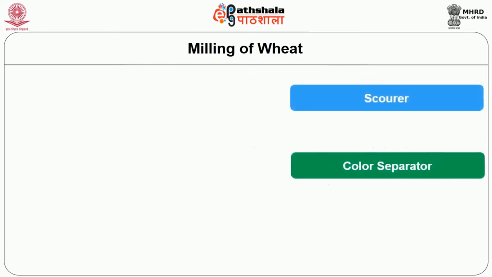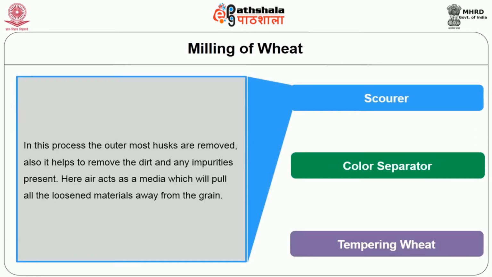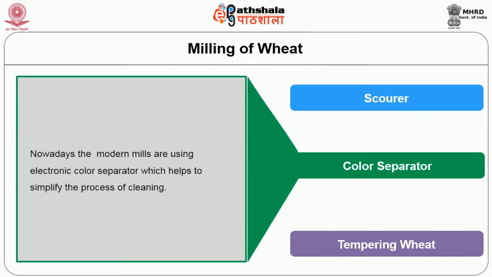The next one is the scourer. In this process, the outermost husks are removed and it helps to remove the dirt and other impurities present. Here, air acts as a medium which will pull all the loosened materials away from the grain. Next one is the color separator. Nowadays, the modern mills are using electronic color separators which help to simplify the process of cleaning.